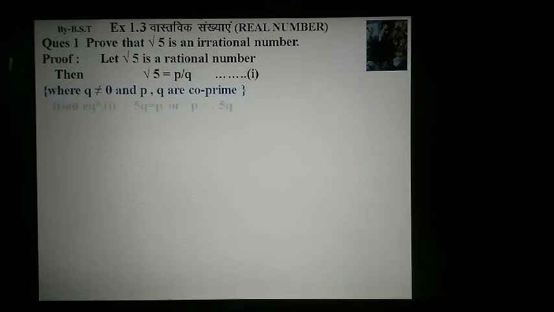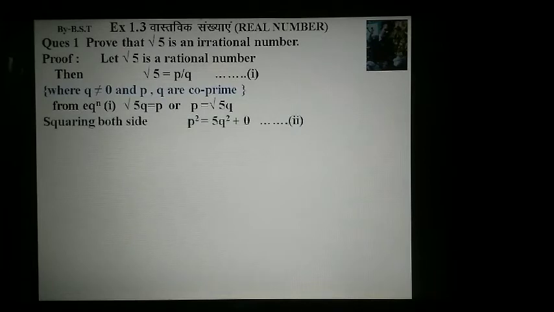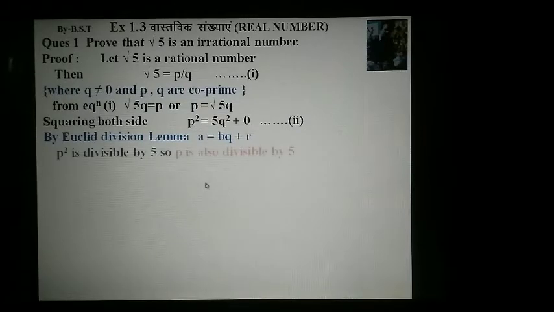So from equation 1 we get root 5 into q, root 5q is equal to p, or we can write p is equal to root 5q. Next step, squaring both sides, we get p square is equal to 5q square plus 0, equation number 2. By Euclid division lemma, a equal to bq plus r, we get r is 0, so we can say that b divides a completely q times, so 5 also divides p square completely. So p square is divisible by 5, so p is also divisible by 5.